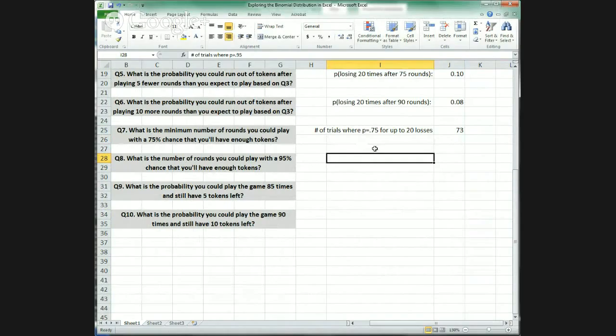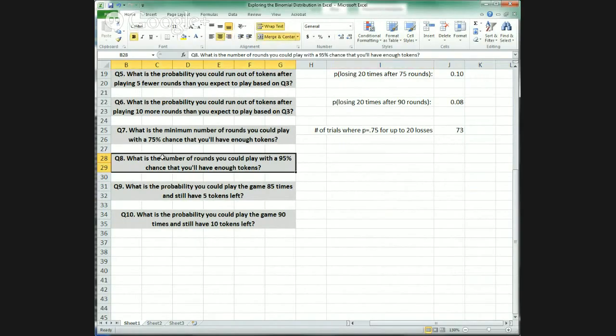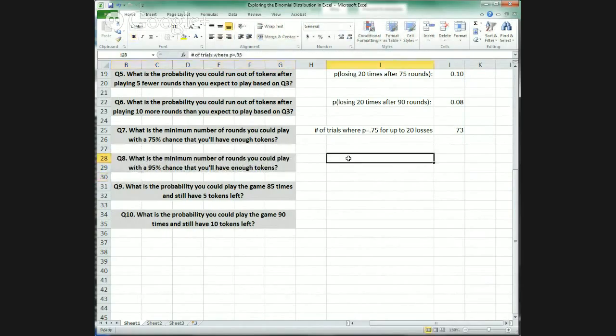So then this is asking a very similar question: what is the number of rounds you can play with a 95% chance that you'll have enough tokens? And again, this should say minimum number of rounds. We need to figure out what the question is asking us. The first thing to notice is the question is asking for the minimum number of rounds, so the answer is not a proportion. The answer is going to be a number of trials.